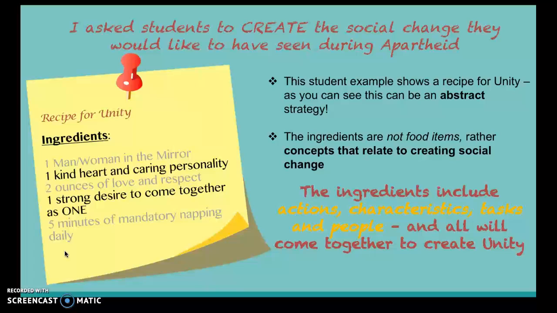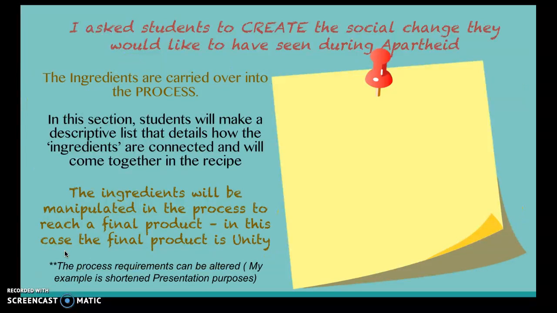So the ingredients can include actions, characteristics, tasks, and people. And yes, this is a humanities example, but once again, you can see how we can change this into something to relate to science and math.